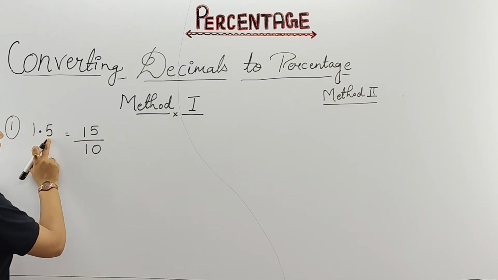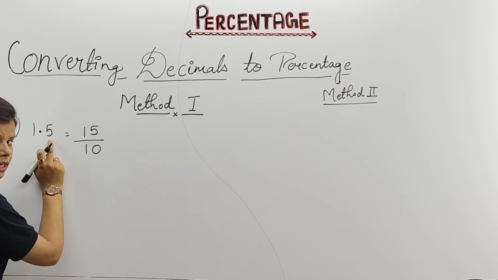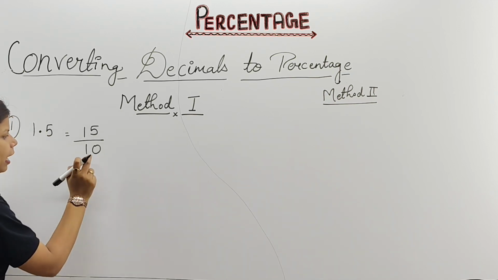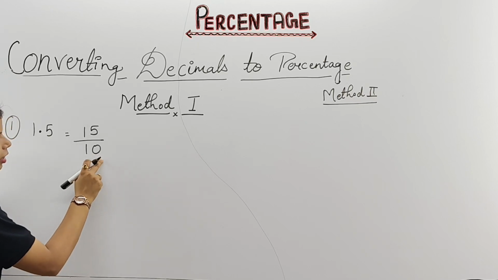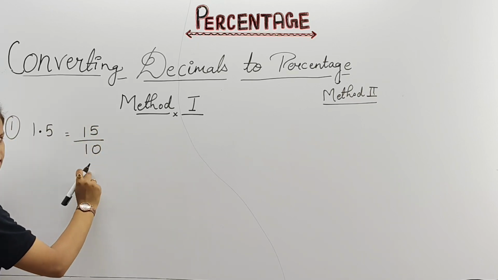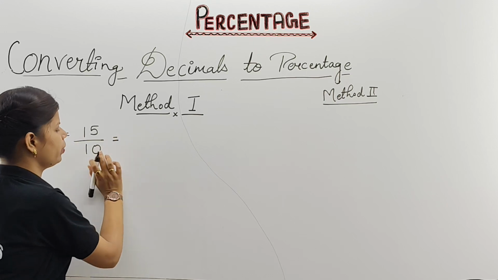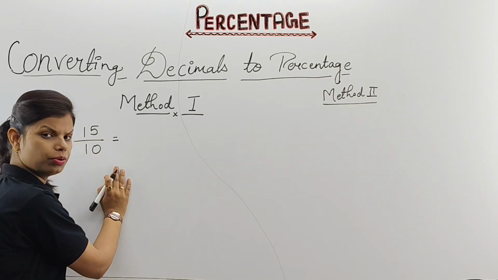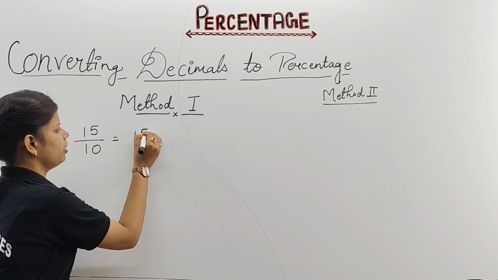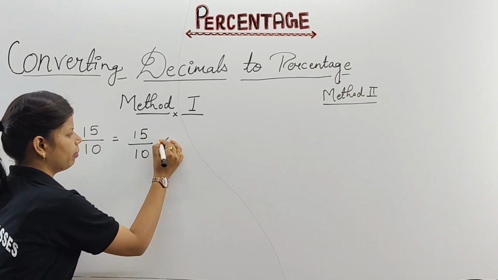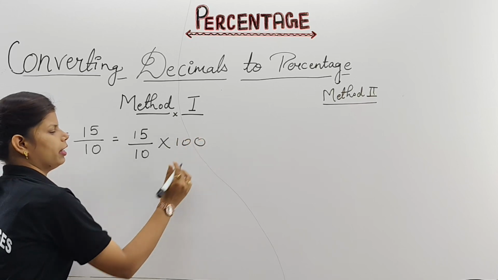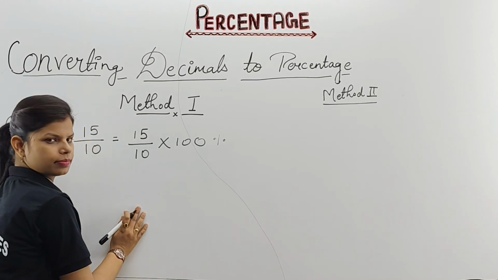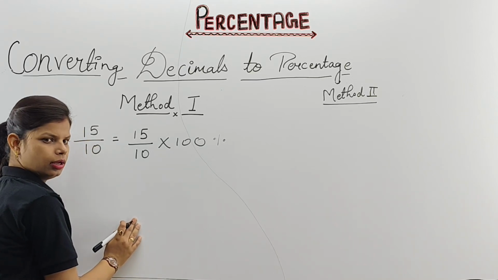after the decimal we are having how many digits? We are having only one digit. That's why we are putting only 10 over there. Clear? After putting 10 here, we have converted this decimal to fractional form. Now we are going to convert into percentage form. For that, what are we going to do? We have to divide this given number, 15 upon 10, multiply by 100. 100 is our percent. Do you get my point?